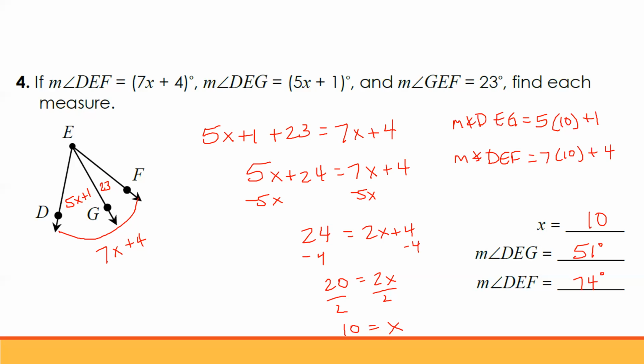There we go. And a good way to check, well, we know this is 51 degrees. Go ahead and add 51 and 23. You better get 74. If you don't, then you made a mistake. Okay, nice. Moving on.